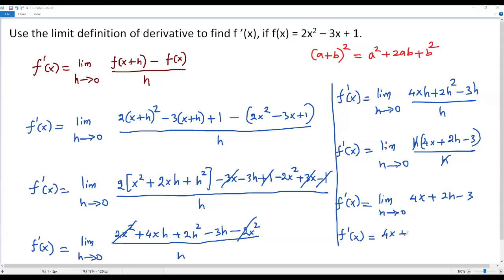Then I'll be getting 4x positive 2 times 0 negative 3. So finally, f prime of x equals, so 2 times 0 is 0, so 0 can be ignored. The simplification of this expression is 4x negative 3. So now I got the derivative of the given function f of x, that is f prime of x, using the limit definition. So the derivative of the given function is 4x negative 3.